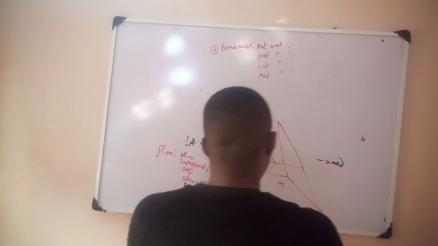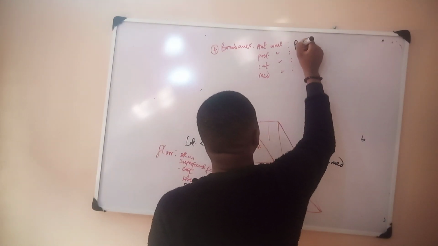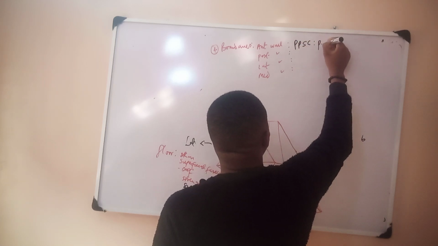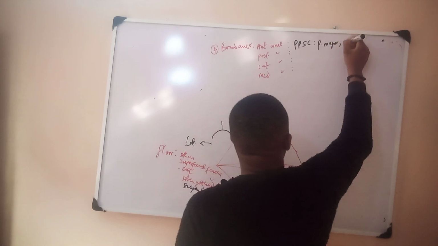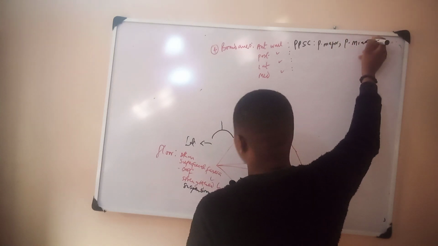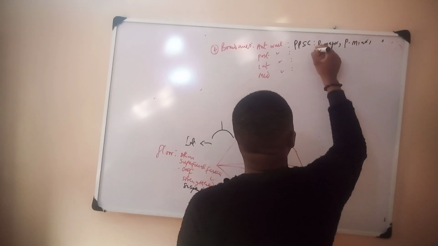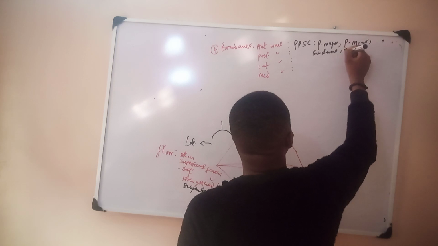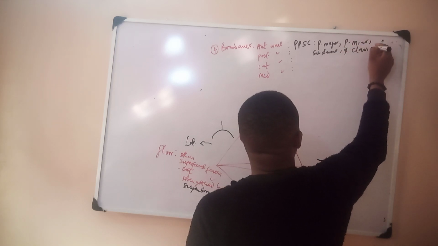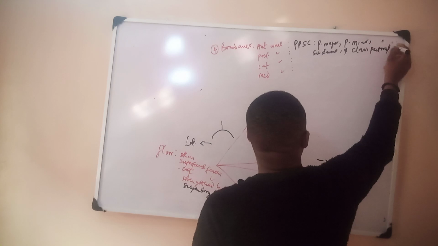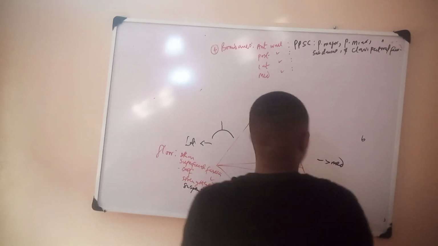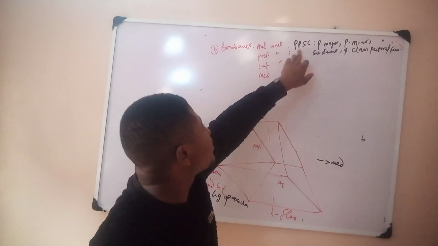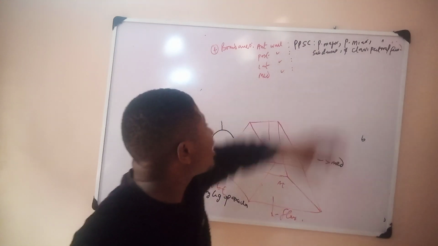So the anterior wall is formed by PPSC. What do I mean by PPSC? Pectoralis major, pectoralis minor, then subclavius, and C is clavipectoral fascia. So we say the anterior wall is formed by PPSC: P major, P minor, subclavius, and clavipectoral fascia.